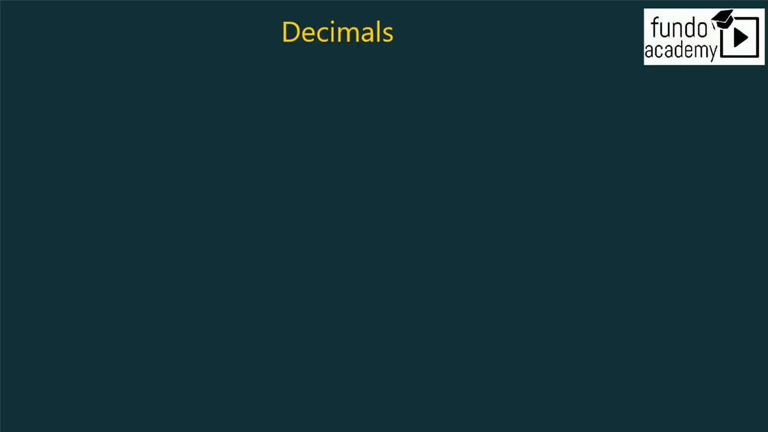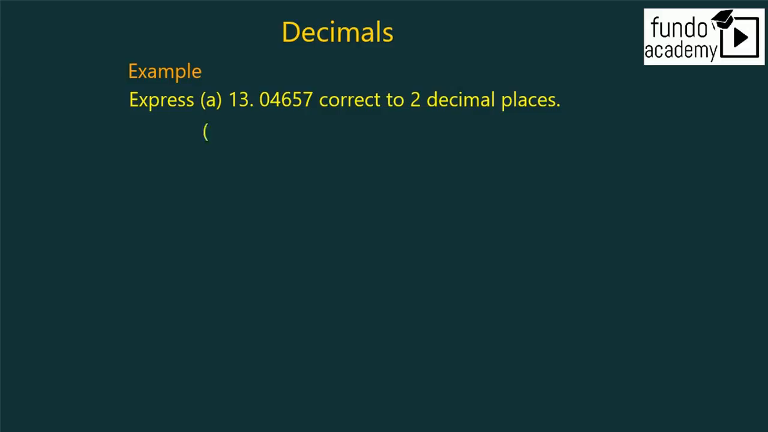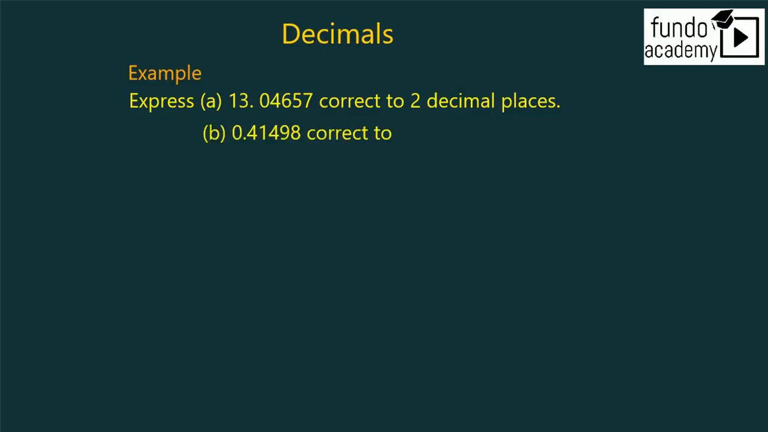We continue with our decimals, and in this case we want to correct given decimals to a specific number of decimal places with this example. So we want to express in part A 13.04657 correct to 2 decimal places. In part B we've got 0.41498, we want to correct it to the nearest tenth and also correct to 4 decimal places. Alright, so we're going to be starting on our working, but I want you to do your own working there, so you can pause this video and start working on this problem right here.